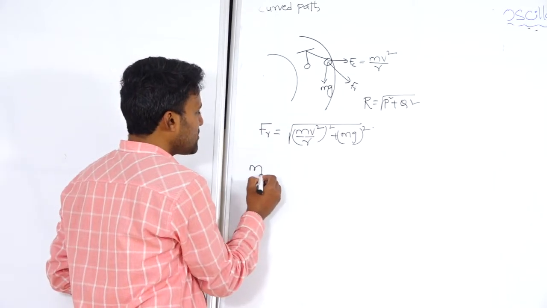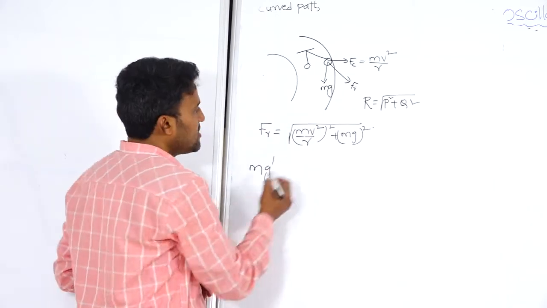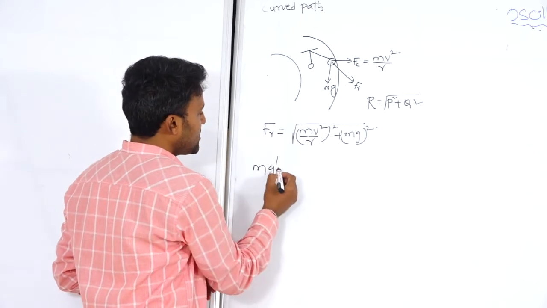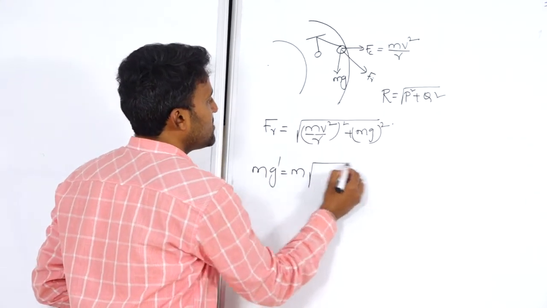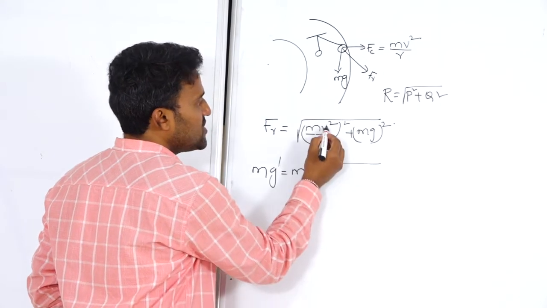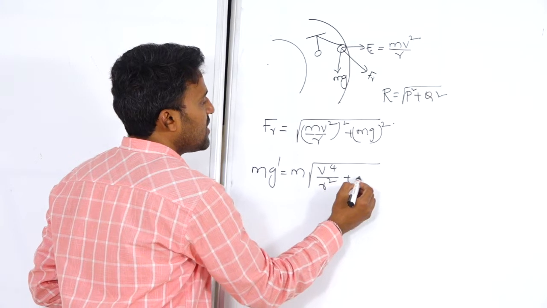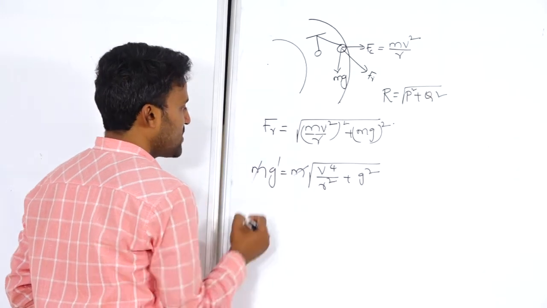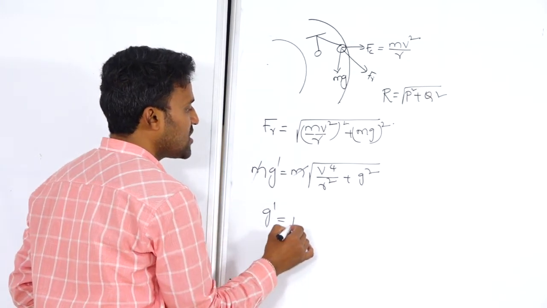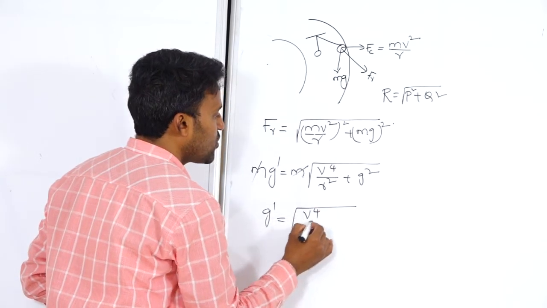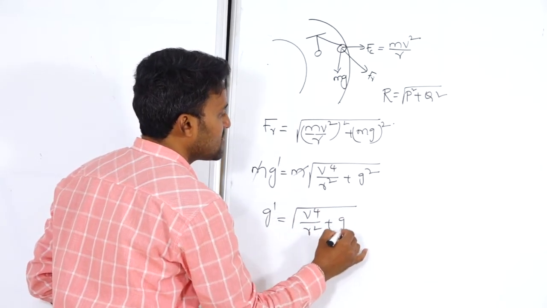Resultant force I am writing as mg dash. If I take m square on that side, m will come outside, and here v to the power of 4 by r square is there, and here it is g square. Both sides m get cancelled. g dash is equal to under root of v to the power of 4 by r square plus g square.